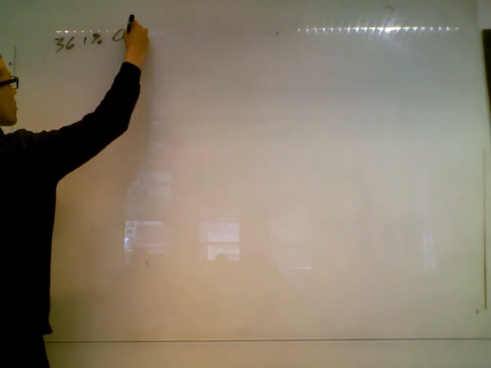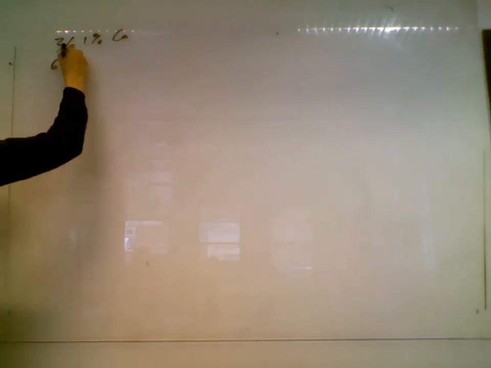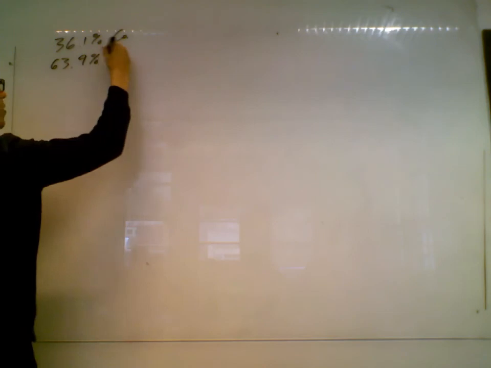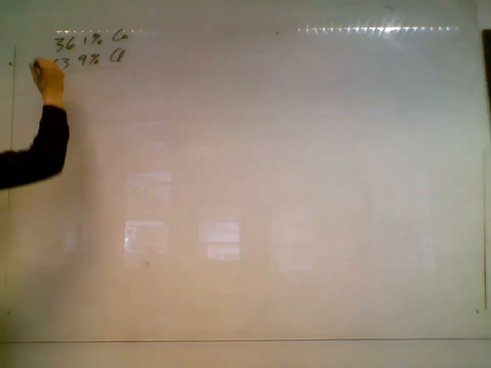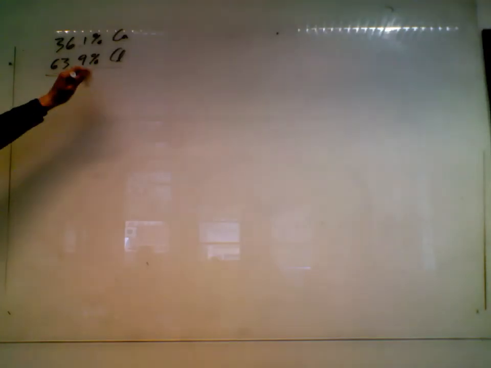36.1% Ca, calcium, and 63.9%. This is for empirical formula. So then, it is a problem that says a compound is 36.1% calcium and 63.9% chlorine. What's the empirical formula?